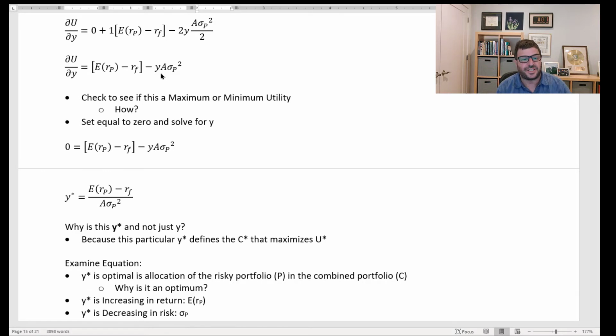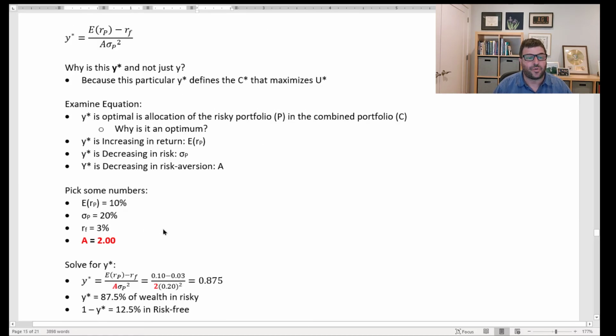So I set this equation equal to 0, and I solve for Y. I pull this over, drop this down, and I get that Y star is equal to the expected return of the risky portfolio minus the risk-free, it's essentially the risk premium, divided by the variance of the risky portfolio times A. And this is a Y star and not just a Y, because this particular Y defines the C star that maximizes utility. That is why this is an optimum.